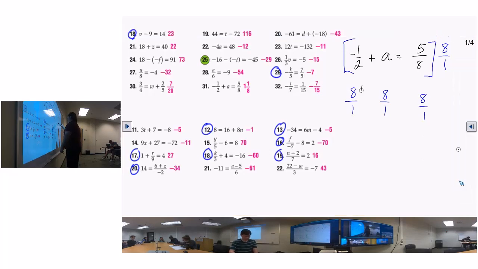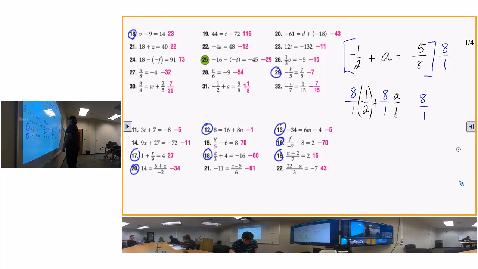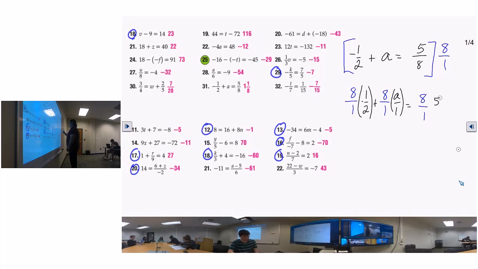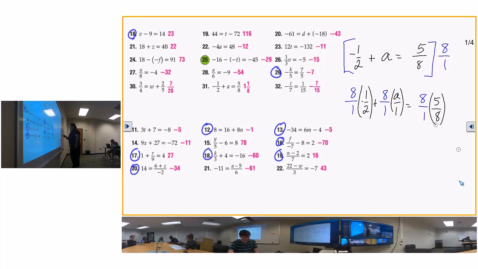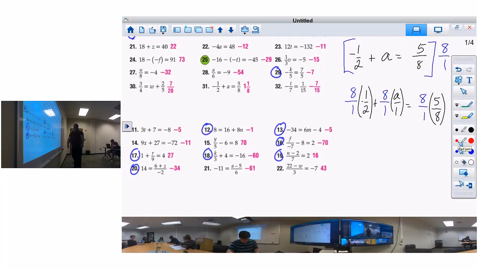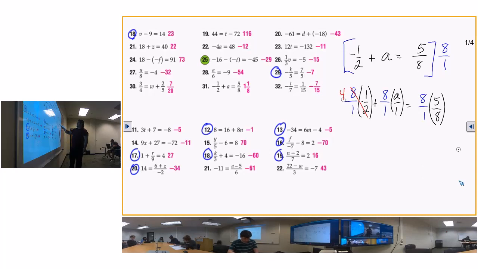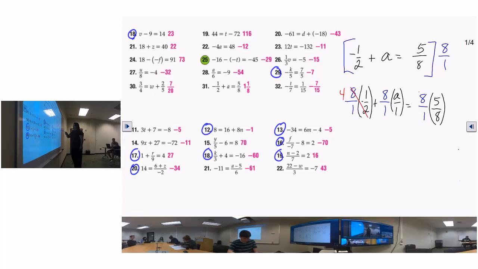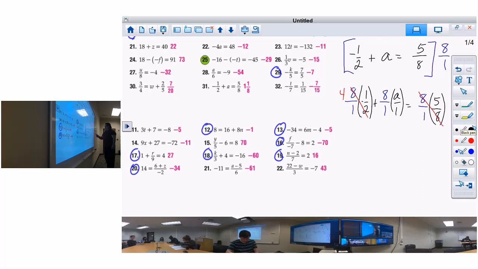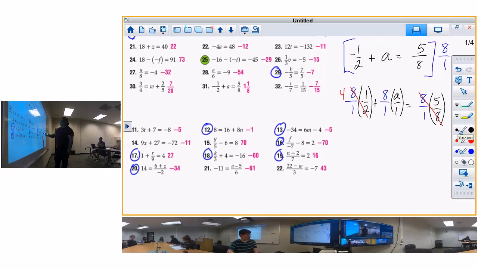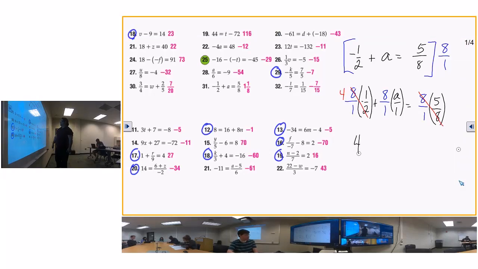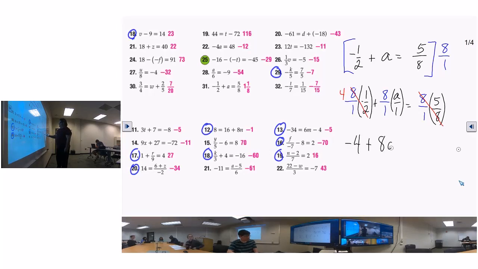All right. So, negative 1/2 plus a over 1. You can put parentheses, or you can multiply 5 over 8. And take our red pen out. And what's 8 divided by 2? 4. 8 divided by 1 is 8. 8, that cancels. So now we've got a regular pre-algebra problem. Minus 4 plus 8a is equal to what?